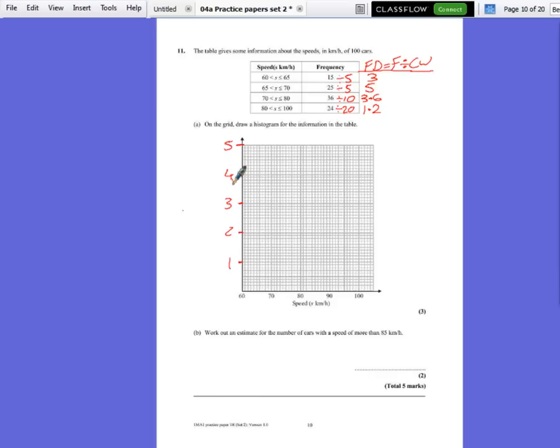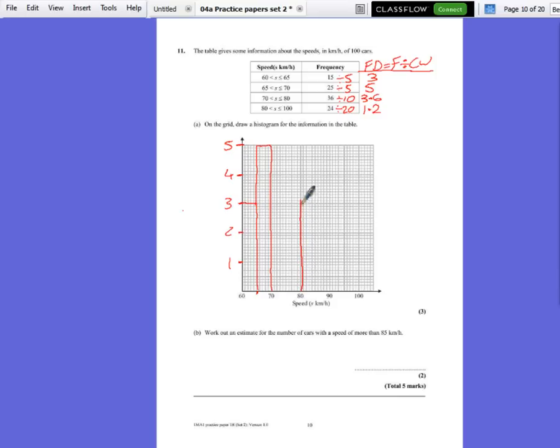On the first one, it needs to go from 60 to 65 and has a height of 3. So I would follow this line up and it will have a height of 3. The second bar goes up to 70 and has a height of 5. So it's going to go all the way to the top, which is 5, and down to here. The next bar goes up to 80 and is at 3.6.